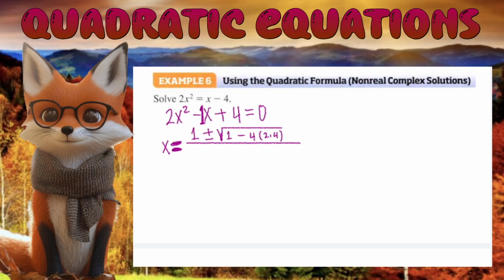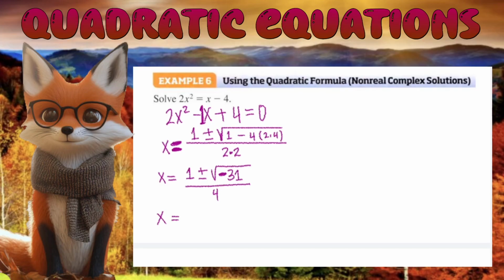2 times 4 is 8. 4 times 8 is 32. So that'll be 1 minus 32 under my radical in a moment, all over 2a, which is 2 times 2. x equals 1 plus minus the square root of, we just said it's 1 minus 32, negative 31, all over 4.